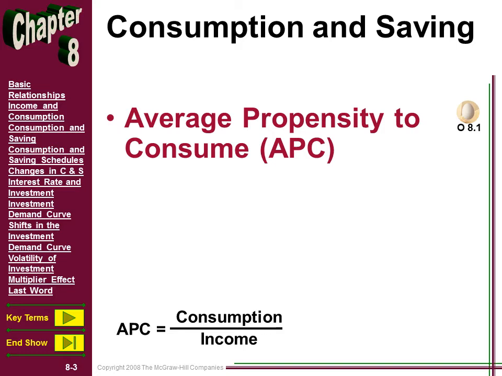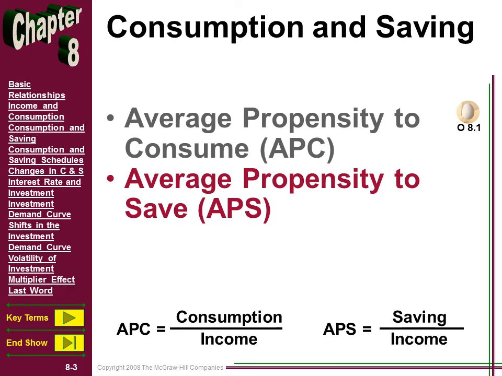So we are going to use the ideas from the previous slide, disposable income, consumption, and savings, to introduce some important economic concepts. These are referred to as the average propensity to consume and the average propensity to save. The average propensity to consume is simply consumption over income, or what percentage of our total income do we spend. Average propensity to save is similar: savings over income, or what percentage of our total income do we save.